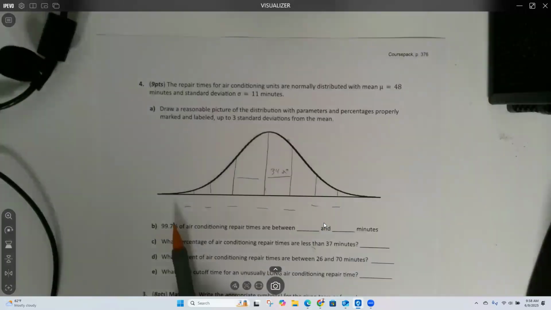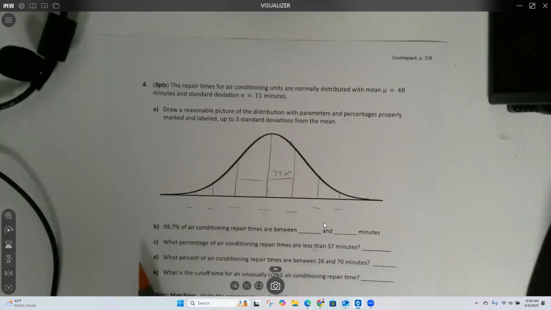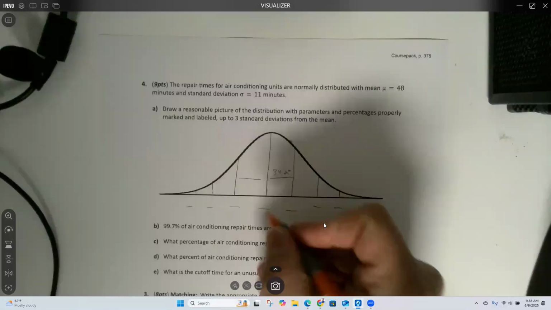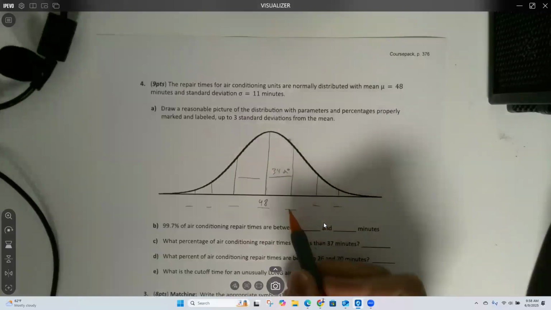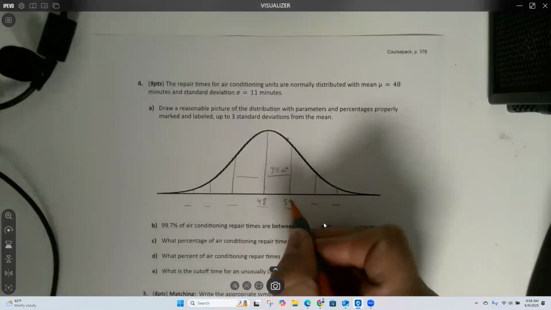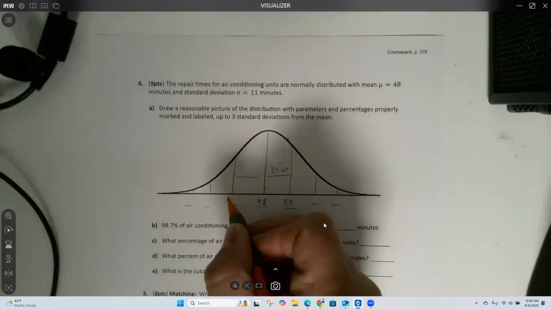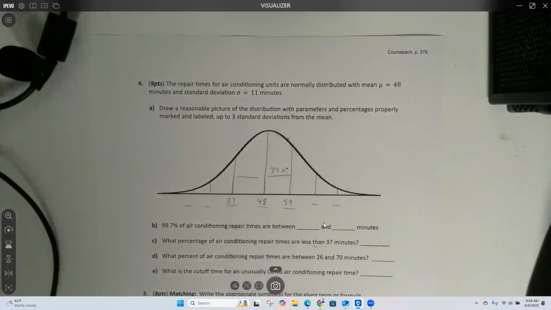All right. So mu would be 48. So here's 48 right here. If I go up by 11, I'll be at 59. If I go down by 11, I'll be at 37. So fill in all of those.